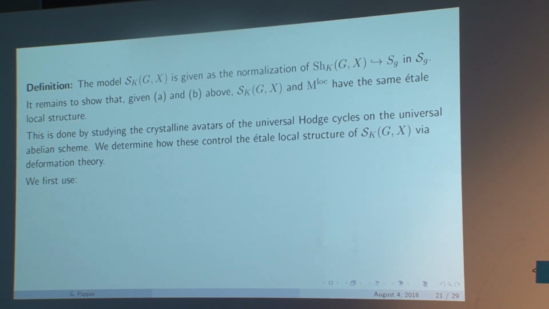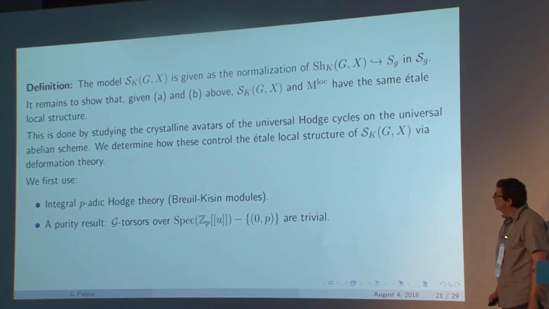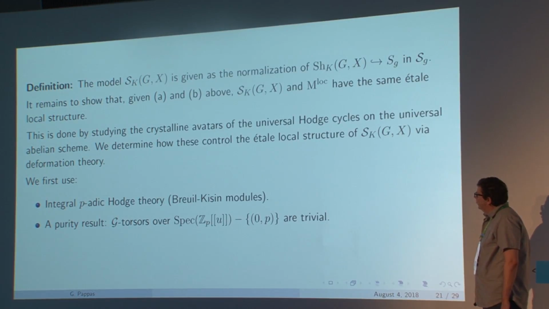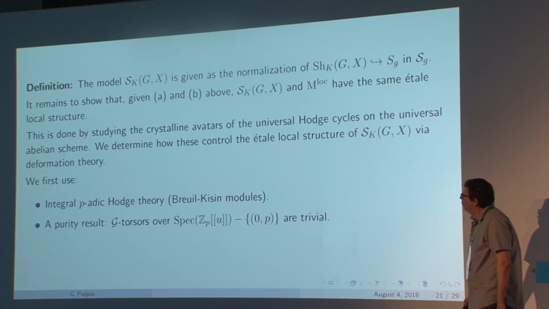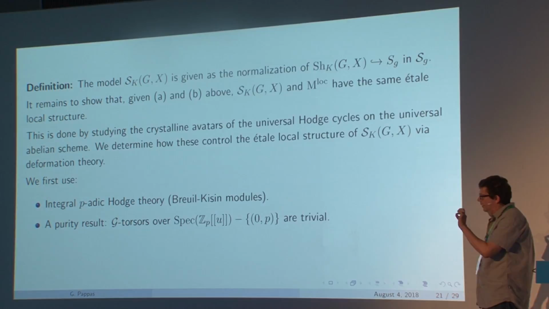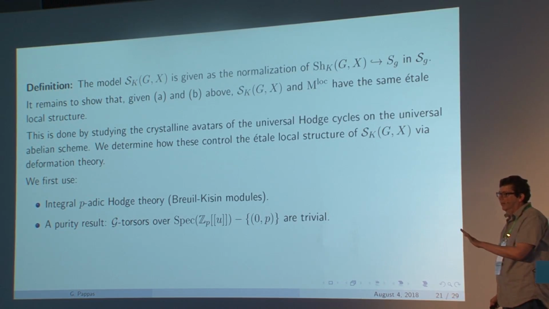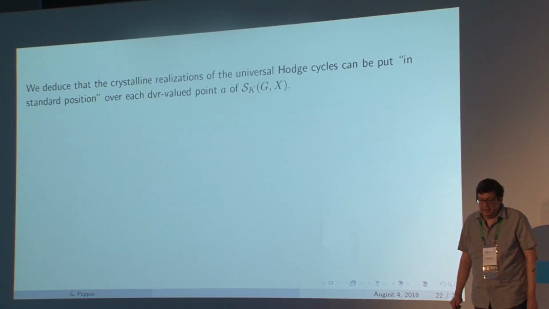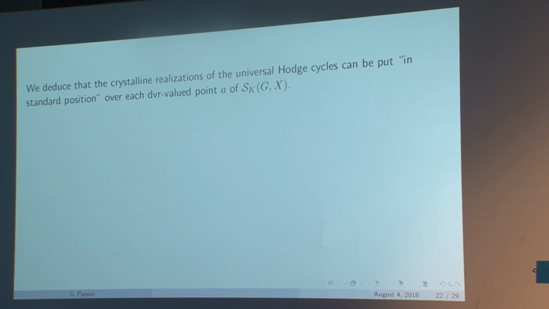So I'm just going to mention various ingredients we use. So first is integral p-adic Hodge theory, these fabulous Breuil-Kisin models. And then a purity result. That's kind of an interesting thing. But if you have a parahoric torsor over, I take the completion here, the Z_p completed power series at u, and I take away the closed point, this extends to the whole thing, and they are actually then trivial. So with those two ingredients, we deduce something that I only describe roughly, but the crystalline realizations of the Hodge cycles can be put in standard position. I don't think I have time to explain what this means in detail.